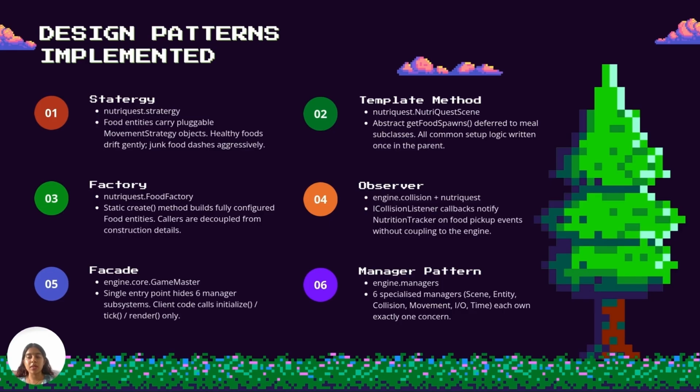Finally, the manager pattern structures the engine into 6 focused subsystems, each responsible for one thing, like scenes, entities, or output. This separation is what made it possible to build the entire NutriQuest game without modifying the engine at all. Overall, these patterns work together to keep the system modular and extensible.